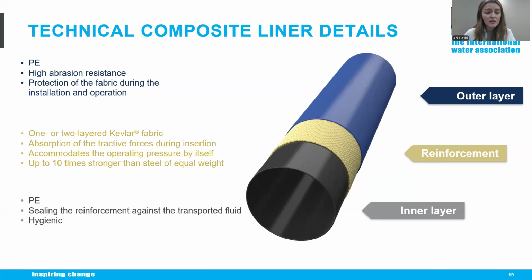Aramid fibers are extremely strong while remaining lightweight at the same time. In terms of strength to weight ratio, they're 10 times stronger than steel, which makes them ideal for this type of application. And of course, then we have the inner PE layer, which provides a hygienic surface suitable for drinking water applications, and it tightens the reinforcement against the transported medium. And together, these layers create a flexible yet highly durable pressure pipe.